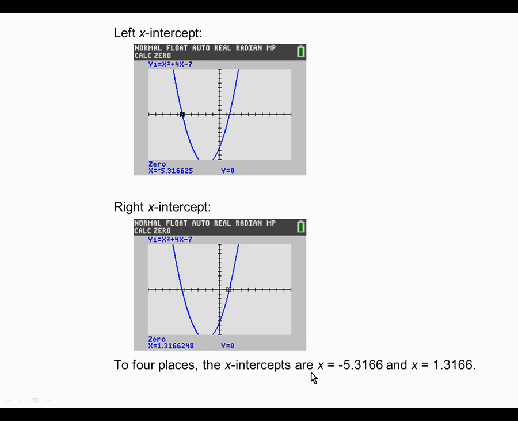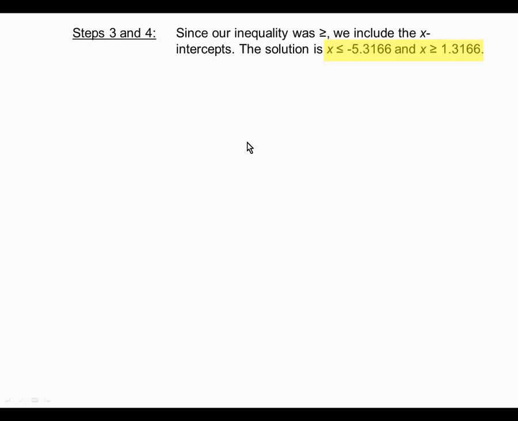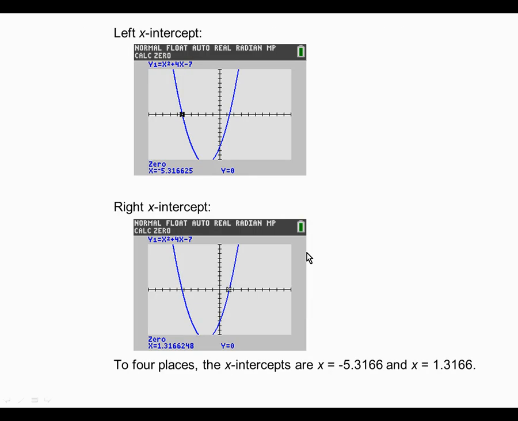Okay. So the 4 places, again, those are the x-intercepts. So we've taken care of where they're equal. So steps 3 and 4, since our inequality was greater than or equal to, we include the two x-intercepts. So our solution is x is less than or equal to negative 5.3166 and x greater than or equal to 1.3166. Because again, remember, going back to our graph, we wanted it to be greater than or equal to 0. That means we wanted the piece of the graph which was actually above the x-axis. If it had said less than or equal to 0, it would be between negative 5.3166 and 1.3166.